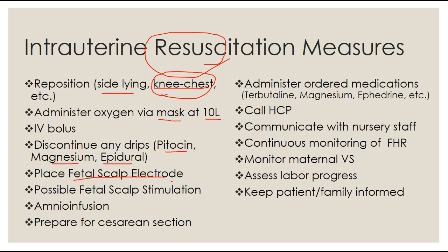We may have to go ahead and prepare these people for a C-section so that we're ready if we have to do it quickly. We might have to give them some ordered medications depending on what's going on. If they've got too many contractions and they're occurring too close together and the baby is showing some hypoxia, we might give them some terbutaline to stop those contractions. If their blood pressure is crazy high, we might have to give some magnesium. If their blood pressure drops due to an epidural placement, we might have to give some ephedrine.